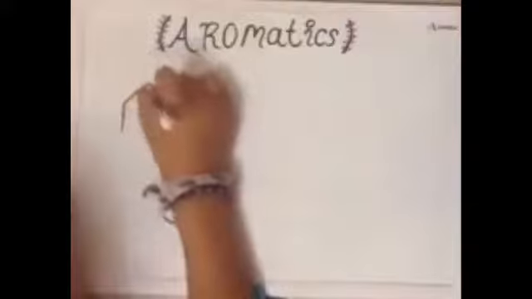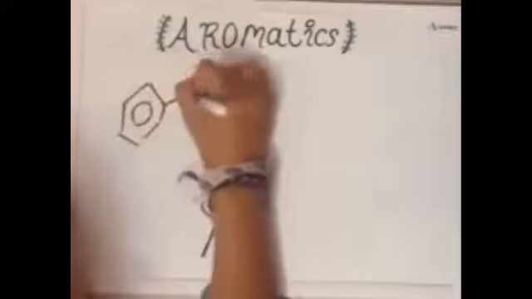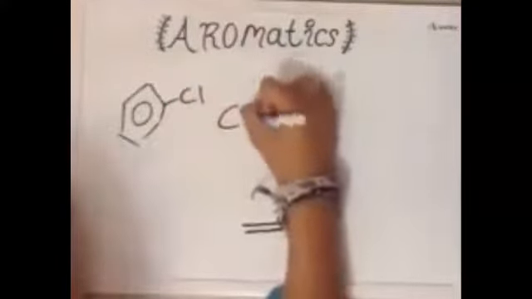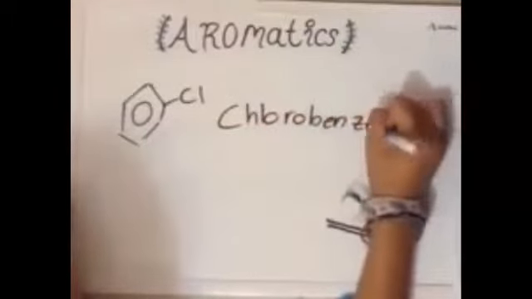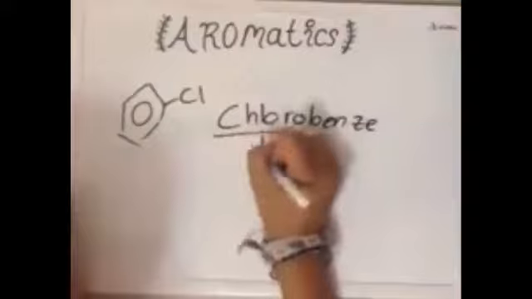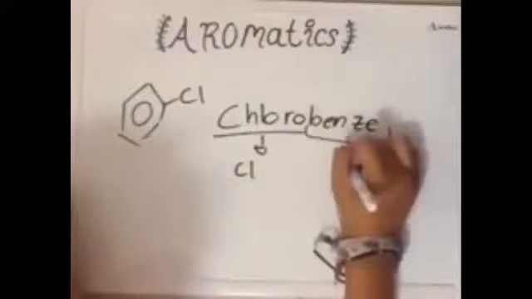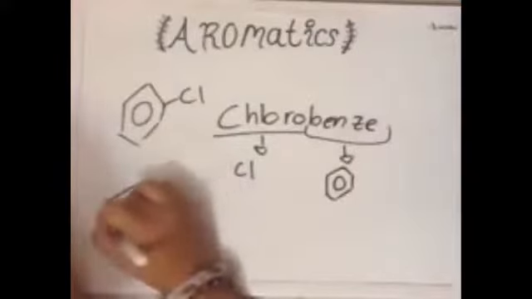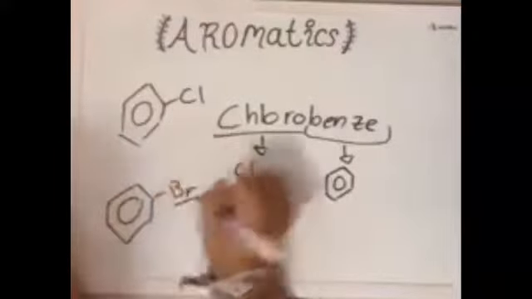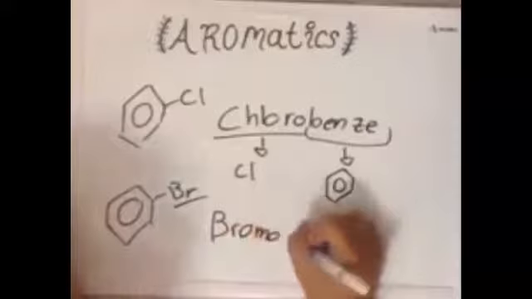Naming aromatics is very easy. If we have a benzene joined with only one compound, as for example in this case chlorine, then this is a chlorobenzene. Chloro represents that it contains chlorine, and benzene determines it is an aromatic. Also, if we had a benzene joined with a bromine compound, this is called a bromobenzene.